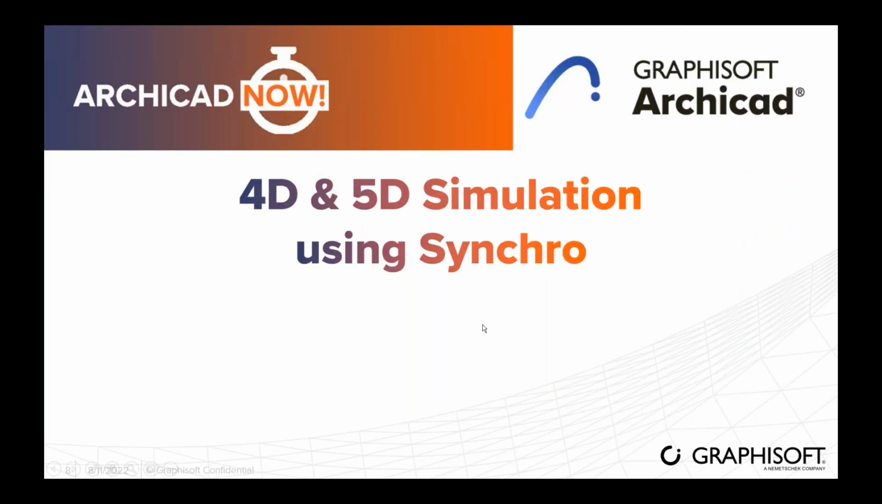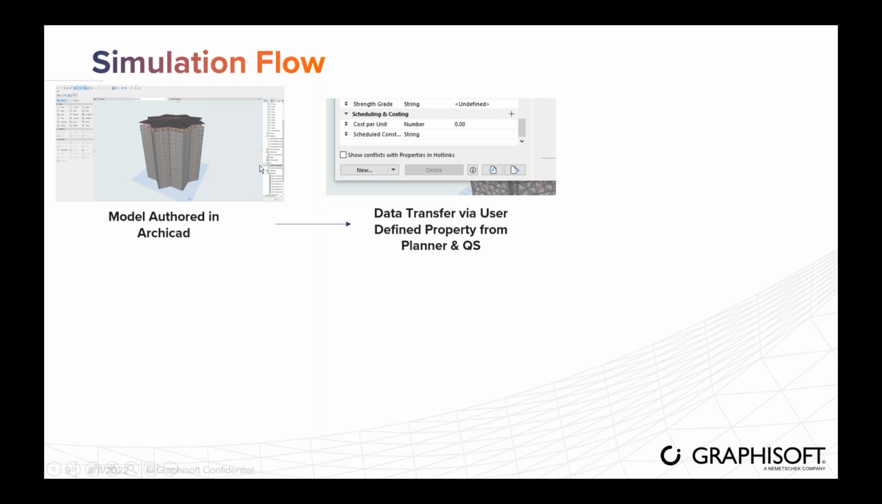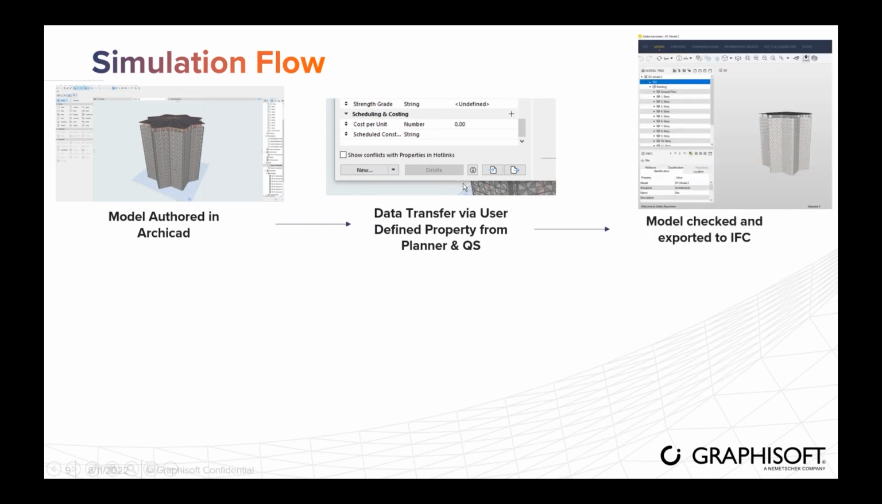So the next topic is 4D and 5D simulation using Synchro. I'm just going to show it in the slides here. So the first simulation workflow is to get the Archicad model, and then you need to have the properties created inside the Archicad model, which can be exported along with the Archicad model in IFC file format.